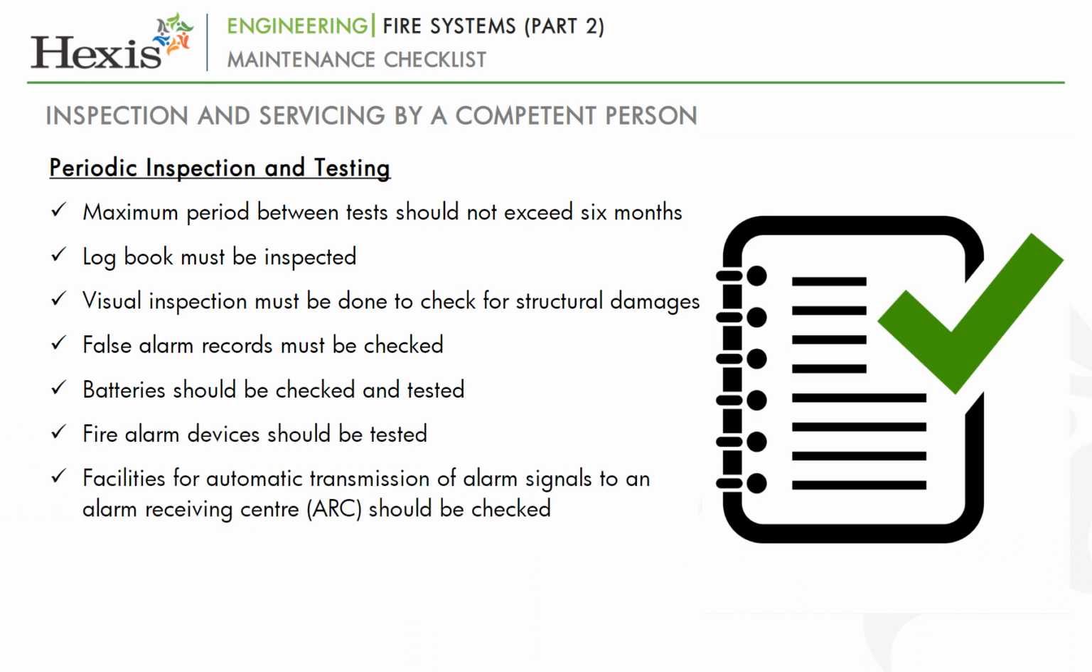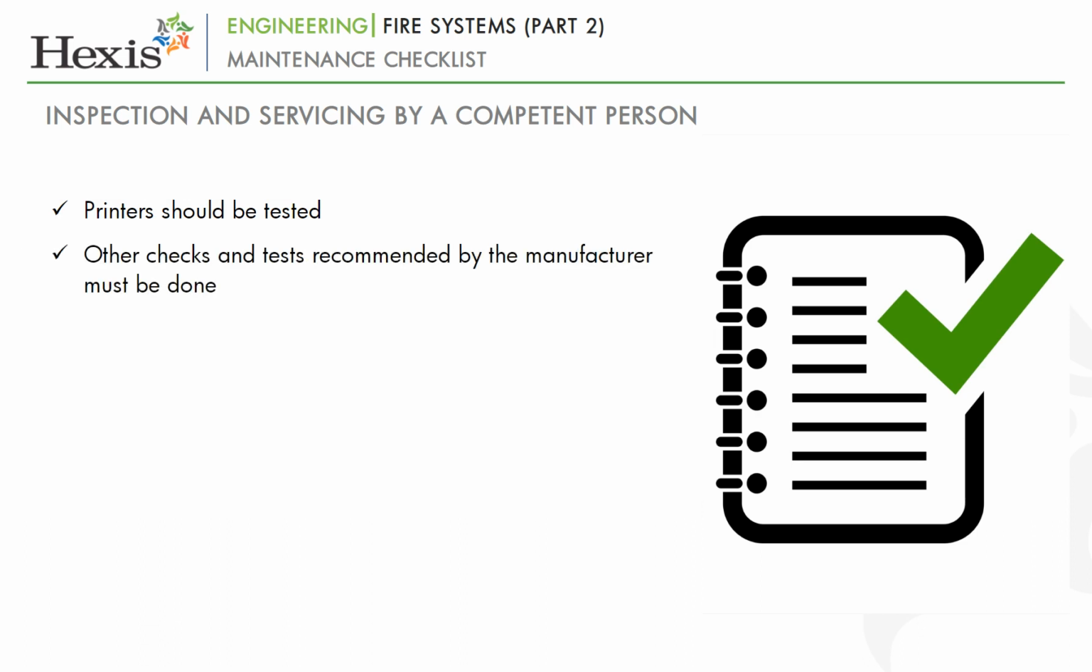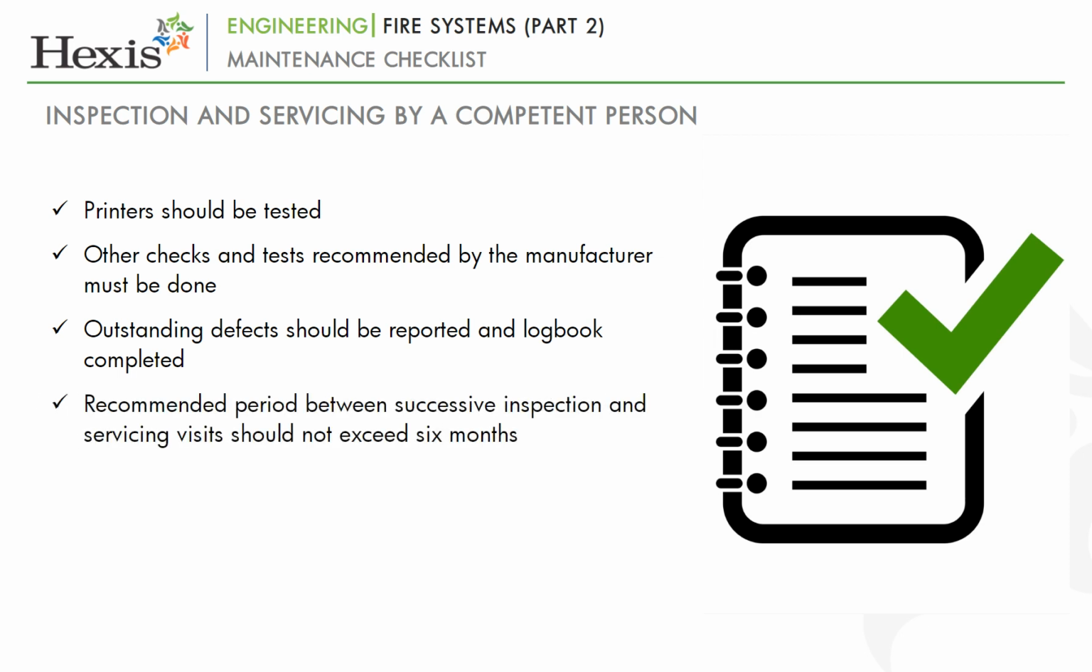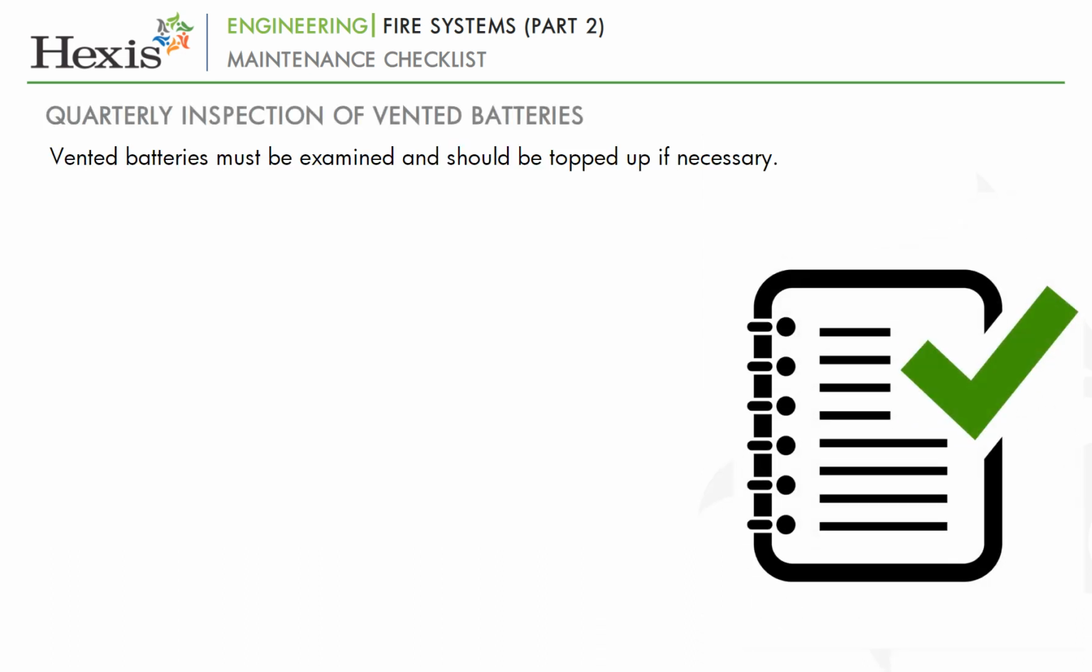Facilities for automatic transmission of alarm signals to an alarm receiving center, that is ARC, should be checked after advising the ARC of the proposed actions. All fault indicators and circuits should be tested and checked. Printers should be tested. Other checks and tests recommended by the manufacturer should be carried out. Outstanding defects should be reported and the logbook completed and servicing certificate issued. The recommended period between successive inspection and servicing visits should not exceed 6 months. Vented batteries should be examined by a person with relevant competence and should be topped up if necessary.